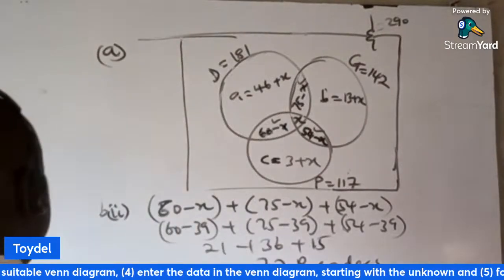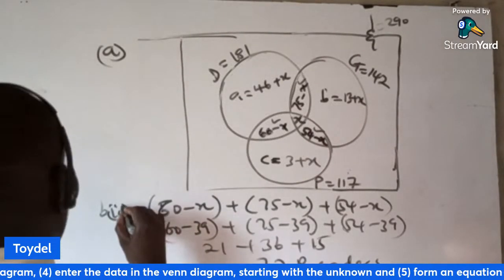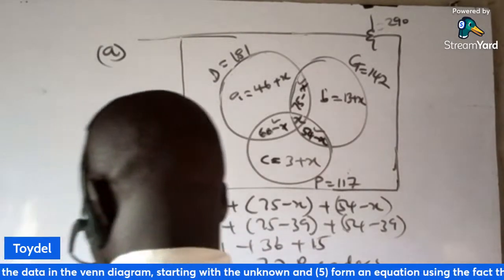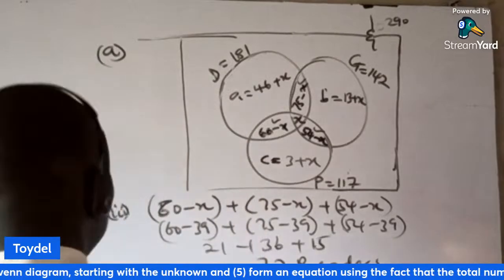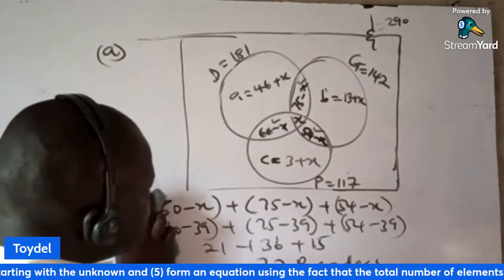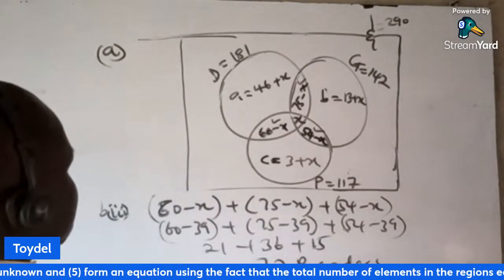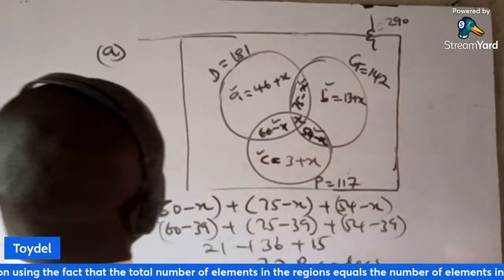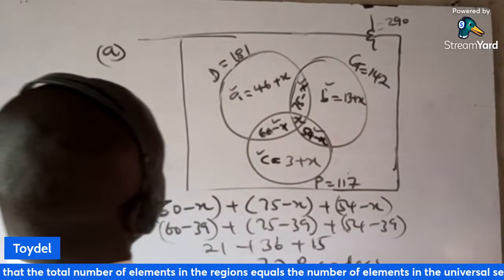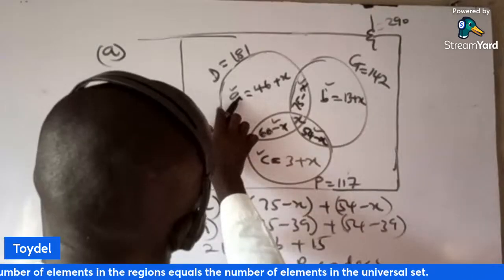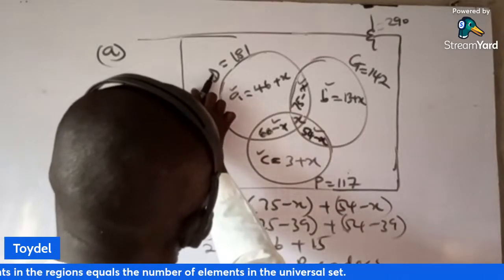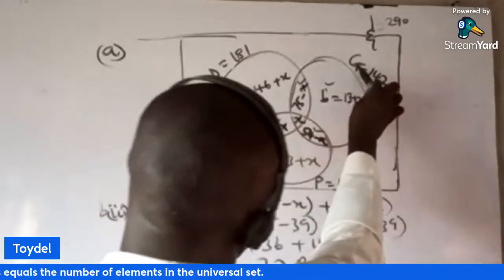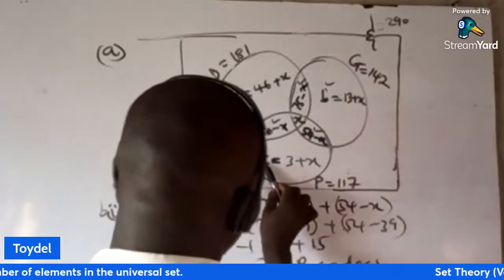Then B Roman figure 3, we are asked to find the readers that read exactly 1 of the papers. So how do we know readers that read exactly 1 of the papers? This is A, B, C. That is A. That we represent readers that read only Daily Times as A, only Guardian as B, then only Punch as C.